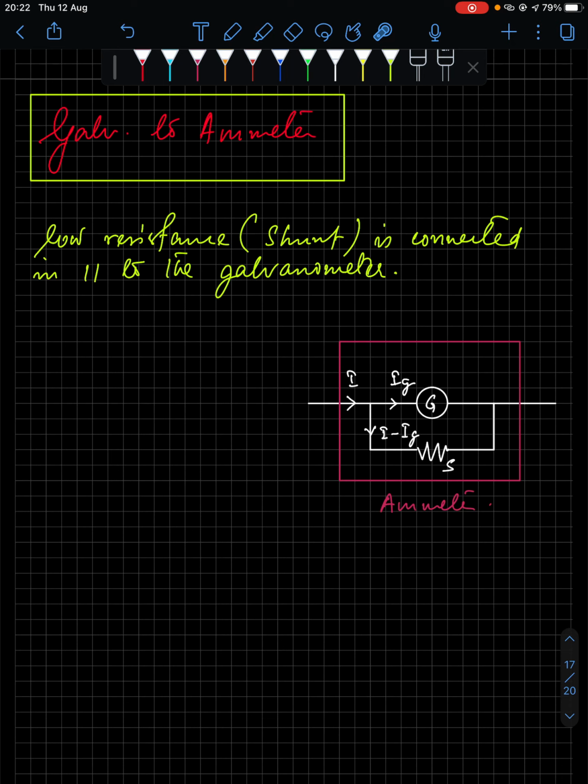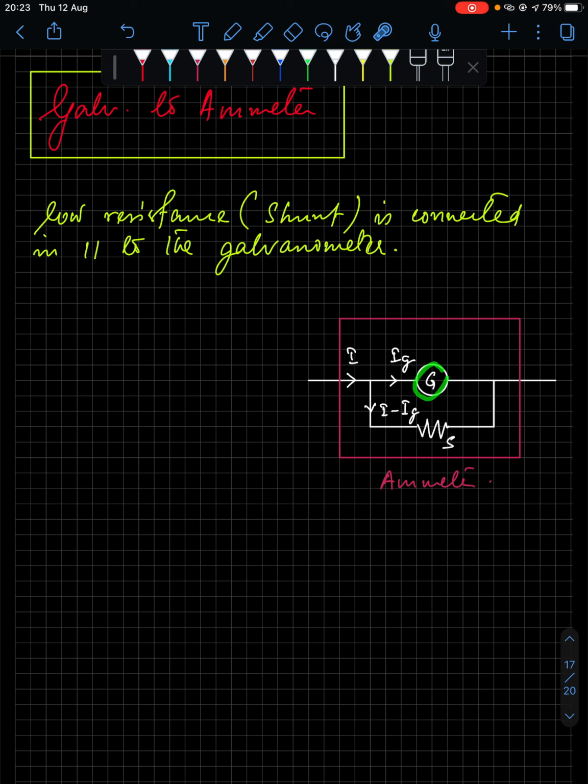Now a good ammeter is one which stops less amount of current. It allows more current to pass through it. The more current passes through an ammeter, the lesser will be the resistance, because less resistance means more current passing through. Since the galvanometer has some amount of resistance, you need to reduce this resistance. So you connect a low resistance, which you call a shunt, in parallel with the galvanometer. In a parallel connection, the voltage across the resistances remains the same, right? Voltage across G and S will be the same.